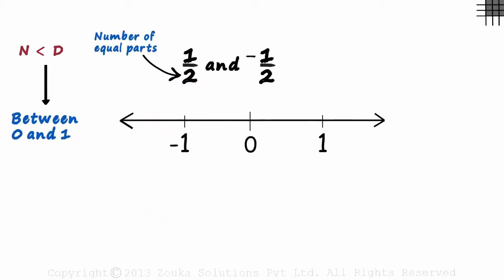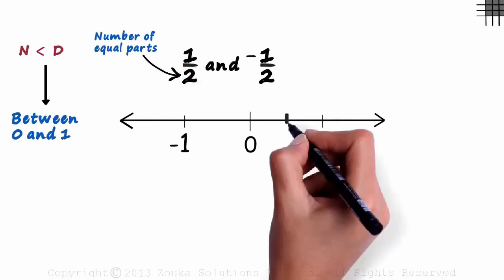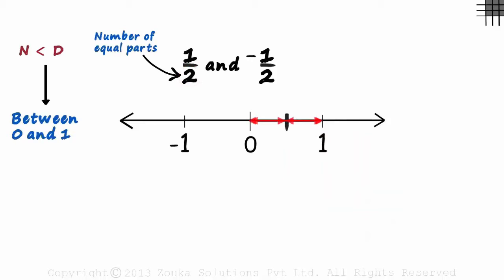The denominator is 2, so we divide it into 2 equal parts. This line divides this region into 2 equal parts. But what does the numerator tell us? It tells us the number of parts starting from 0. The numerator is 1, and therefore we take one part from 0 and mark 1 by 2 here.